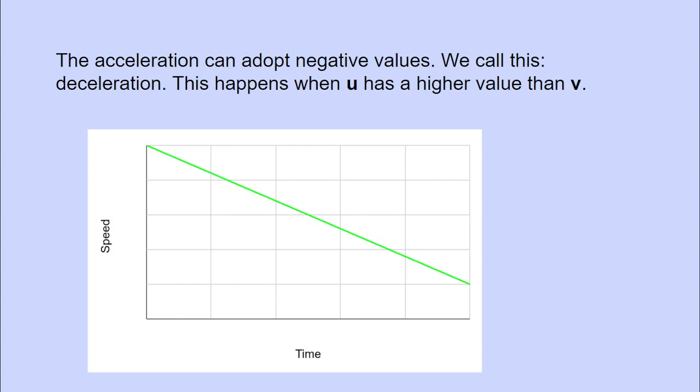It's important to note that the acceleration can adopt negative values. We call this deceleration. So deceleration equals a negative acceleration. This happens when u has a higher value than v. We really can't have a negative time or negative distance or even negative speed, but we can have negative acceleration.